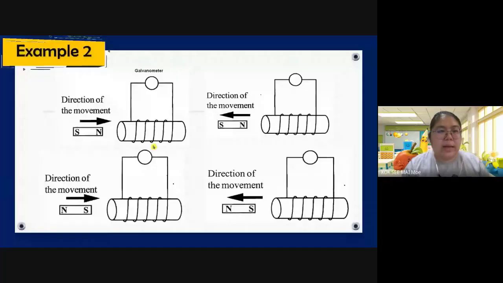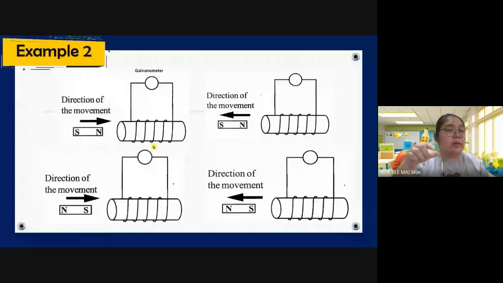Then after that, what do you need to do? After that, you send the photo to me. After you finish, you send the photo to me. Okay, you just label only, use your hand. If you're using a handphone, you just draw the arrow showing how the current flows, then draw how the galvanometer deflects.